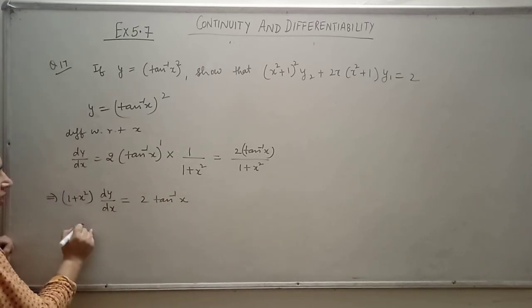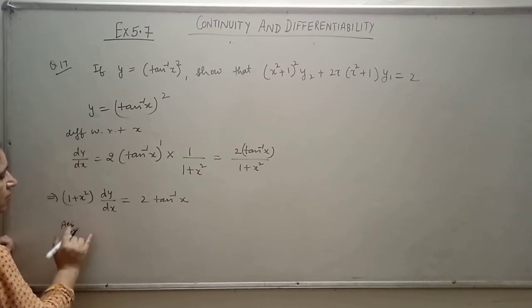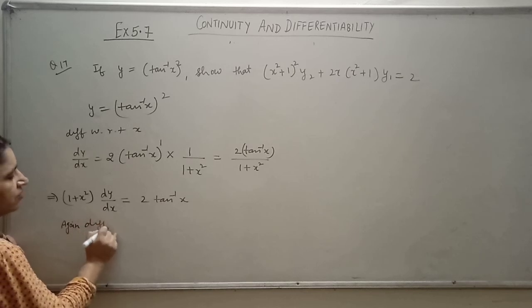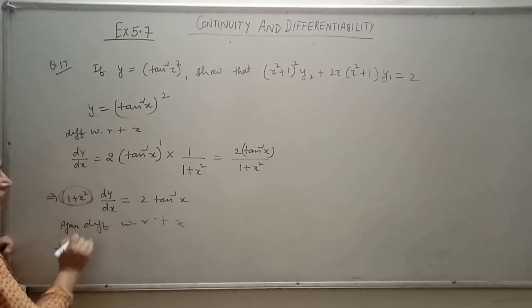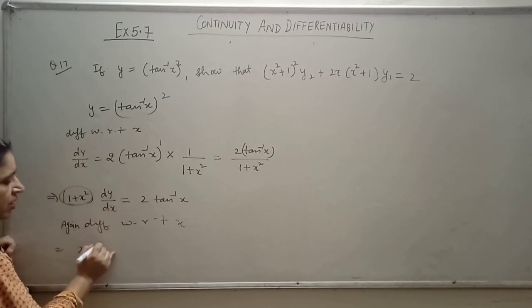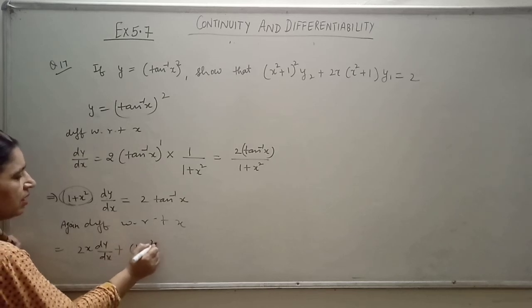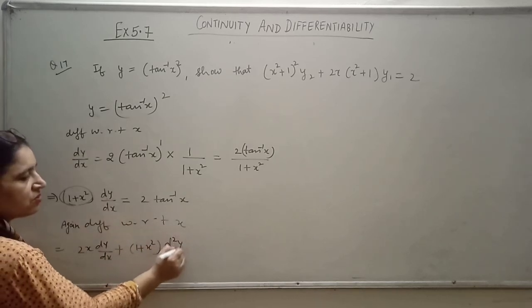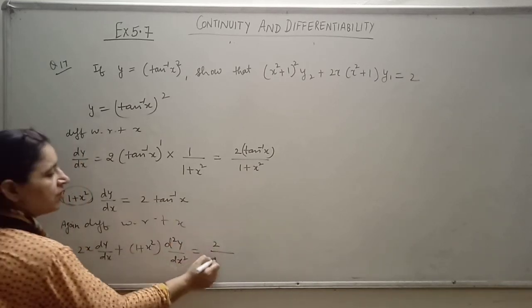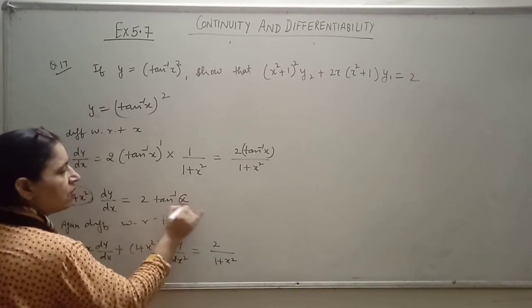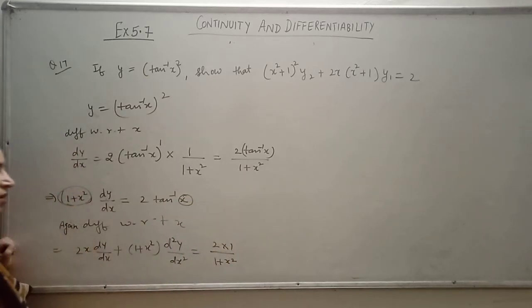Now I will again differentiate with respect to x. So what is the derivative of this? 1 plus x square by 2x. It would be written as it is, plus now it would be written as it is, and derivative of this. d square y by dx square is equal to 2 upon, and the derivative of tan inverse x, 1 upon 1 plus x square. Now the derivative of x is 1, no need to write, but it makes no difference if you write it.